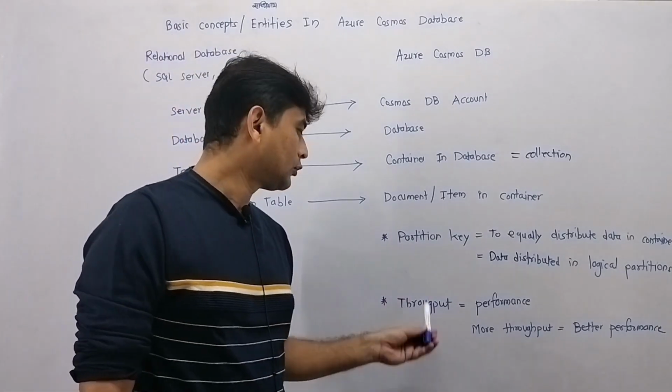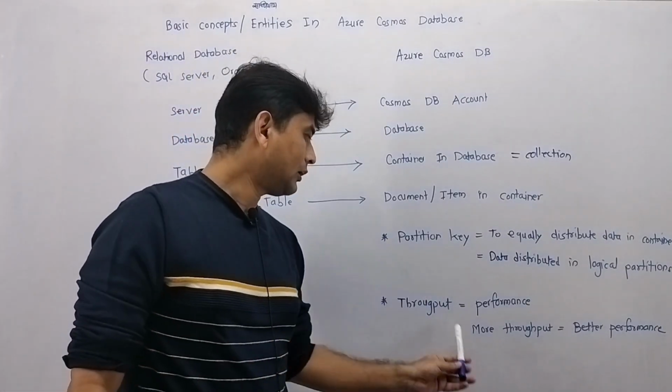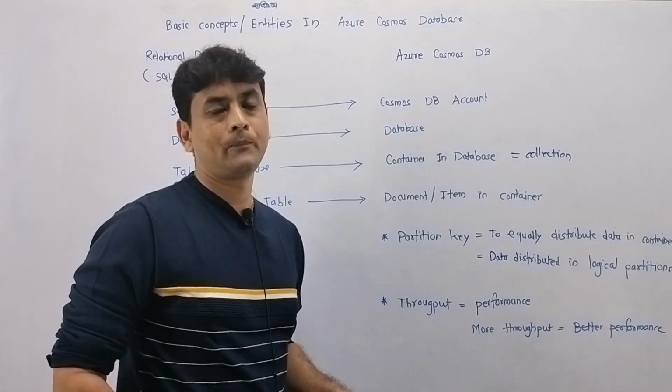And then second, we have throughput. So consider throughput as performance. So the more throughput we have, that means the better is the performance of a Cosmos Database.